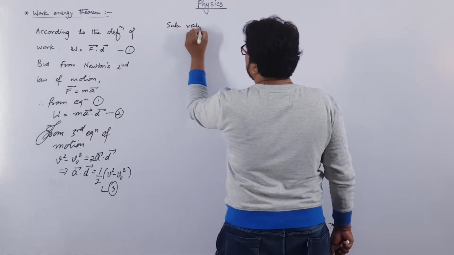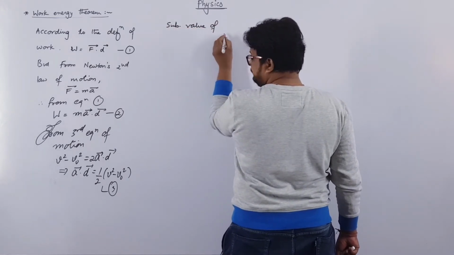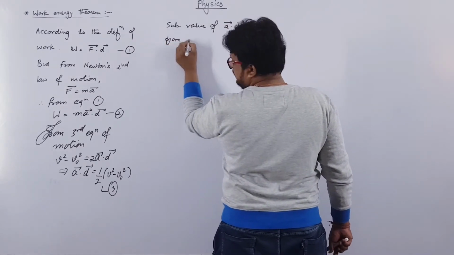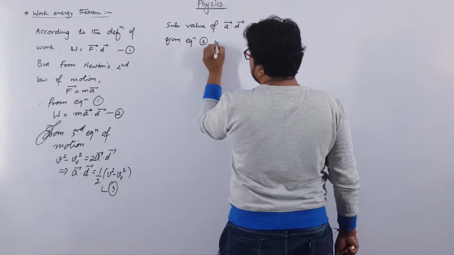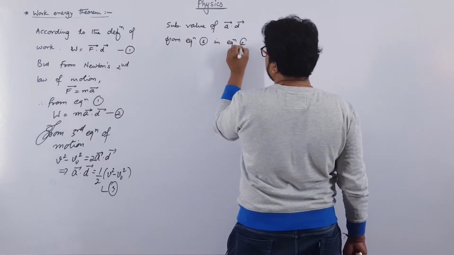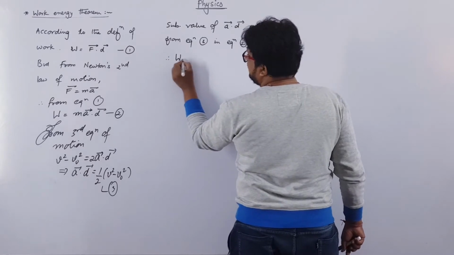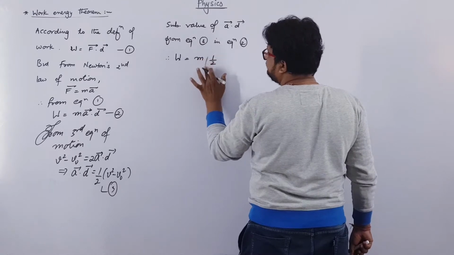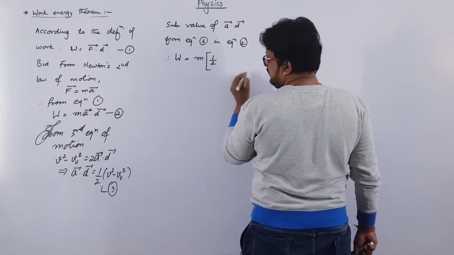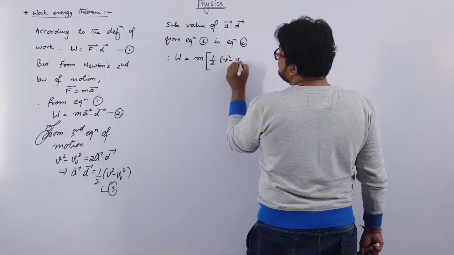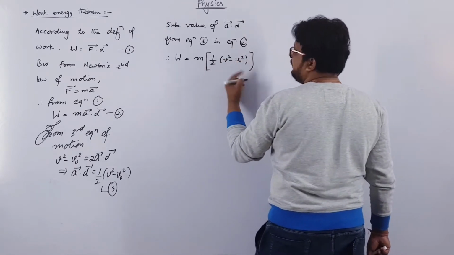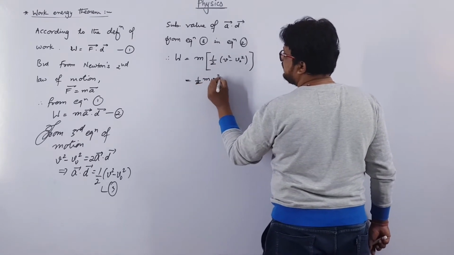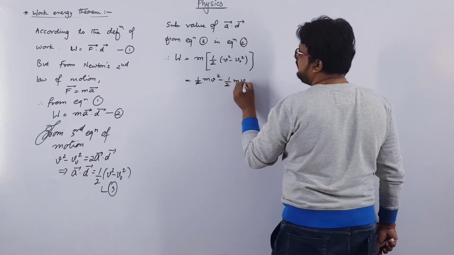Substituting the value of vector a dot vector D from equation 3 in equation 2, W will be equal to m times a dot D, which is half of V square minus V naught square. Multiply half and m inside. So this is half mv square minus half mv naught square.